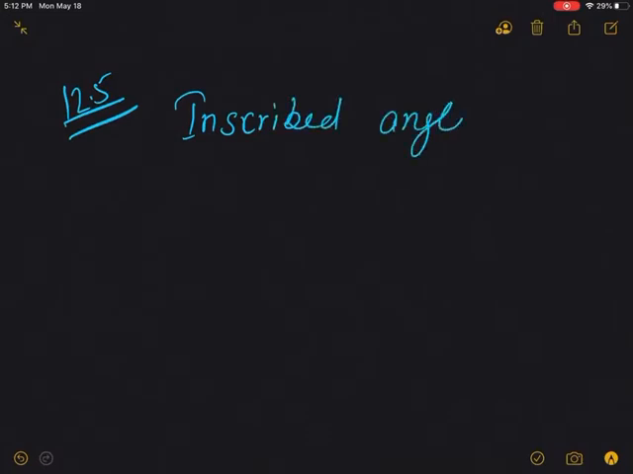Everyone. So we're moving on to our next section, which is 12-5. This section is about inscribed angles. Inscribed angles. I can give you the definition right away, but there's something I want you to understand first, and then we'll derive the definition from that.